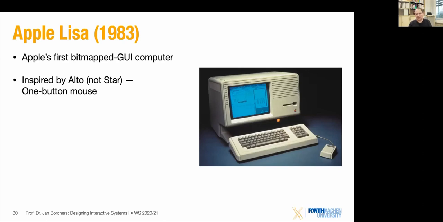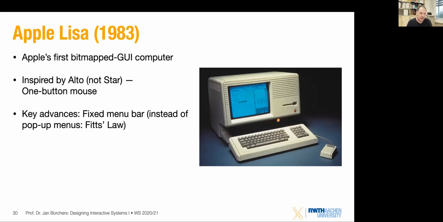What was it that the Apple Lisa did differently? Well, it ran on a Motorola 68K processor at 5 megahertz, so a 68,000 processor. It introduced, for example, the menu bar, the fixed menu bar that sticks at the top. And as we know by now, instead of what the Alto was doing, the pop-up menus all over the place. And that, of course, meant that you could now always go up there, throw the mouse up against the top of the screen and find your menu there.